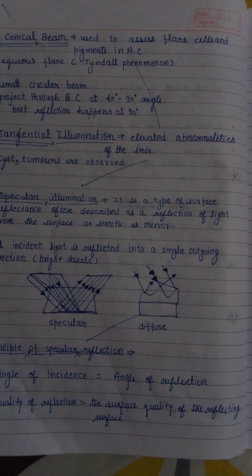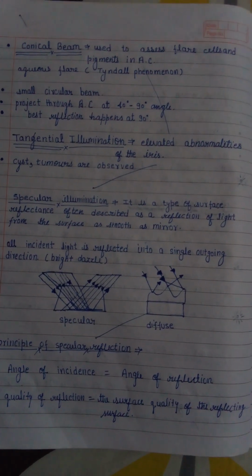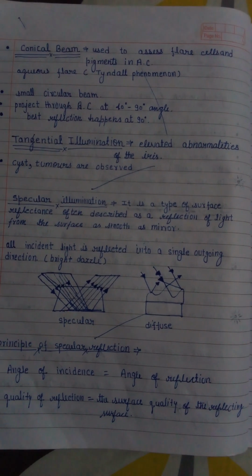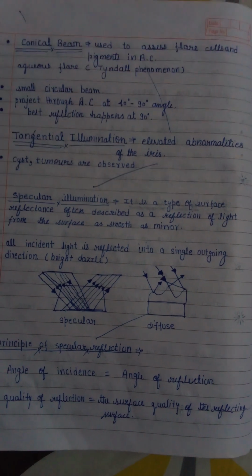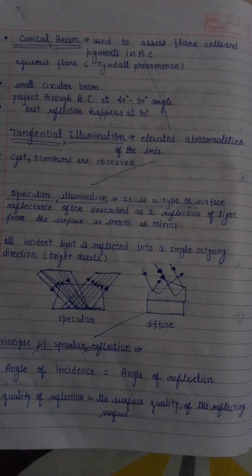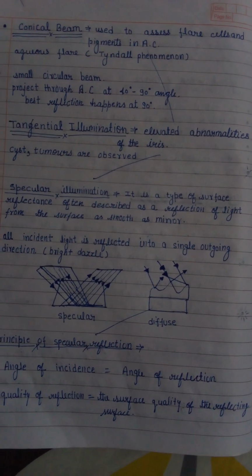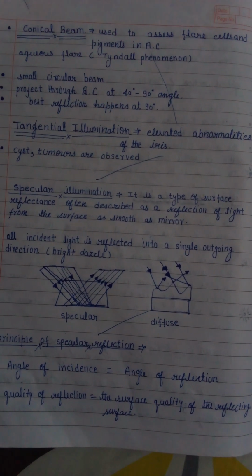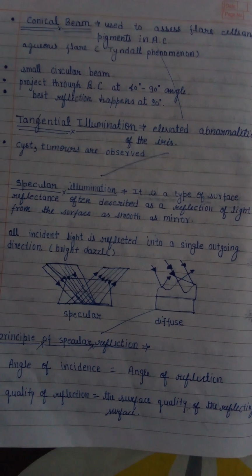So now we will discuss tangential illumination. Tangential illumination is used to observe elevated abnormalities of the iris, cysts, tumors, etc.